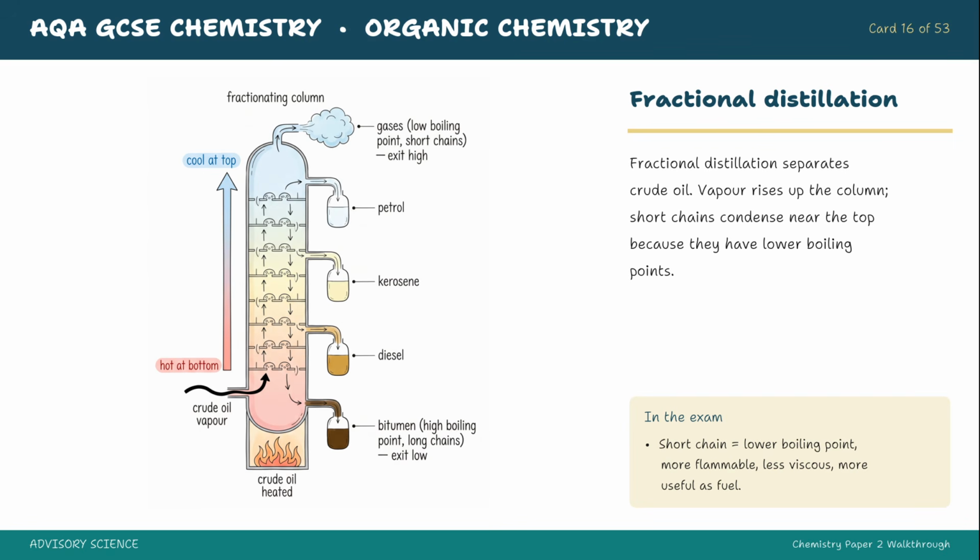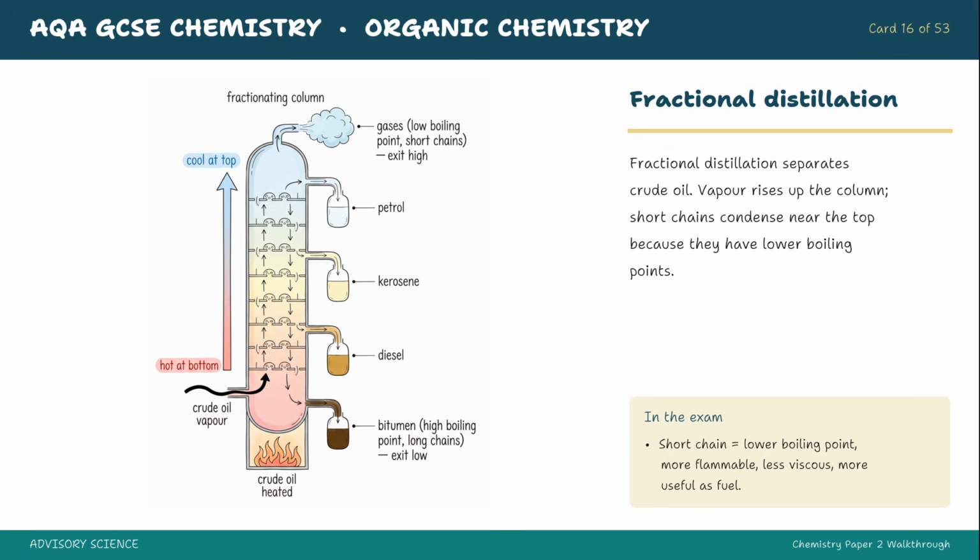The long-chain hydrocarbons have high boiling points, so they condense and are collected near the bottom. The short-chain hydrocarbons have low boiling points, so they rise higher up before condensing and are collected near the top. Each collected part is called a fraction, and each fraction contains molecules with a similar number of carbon atoms.